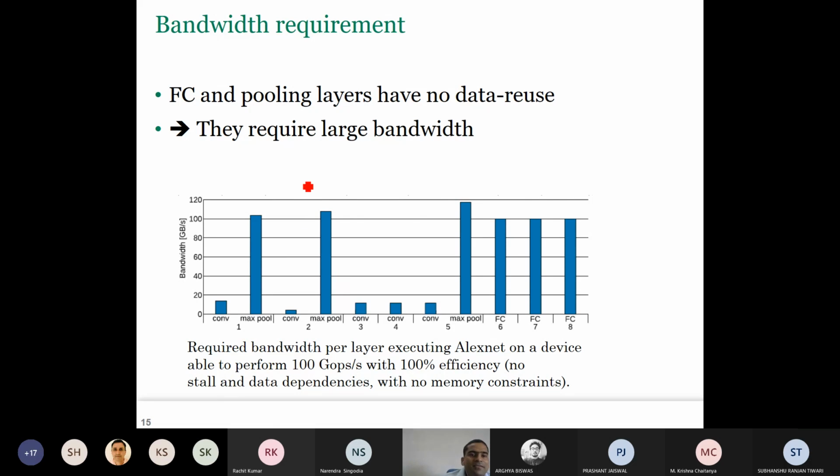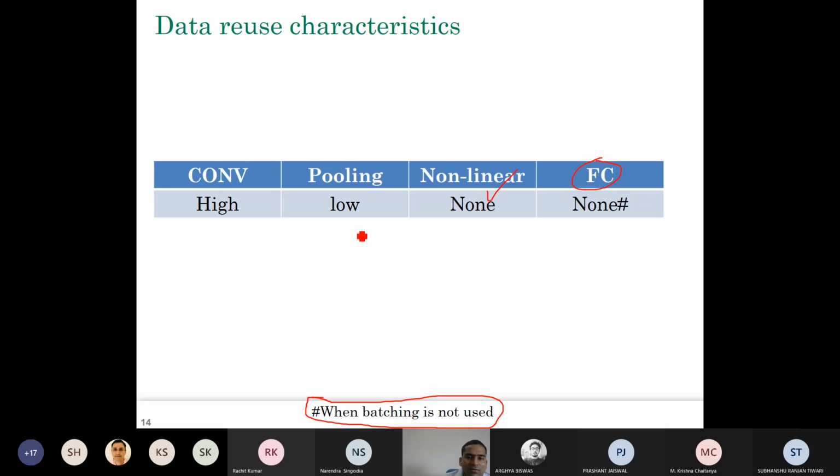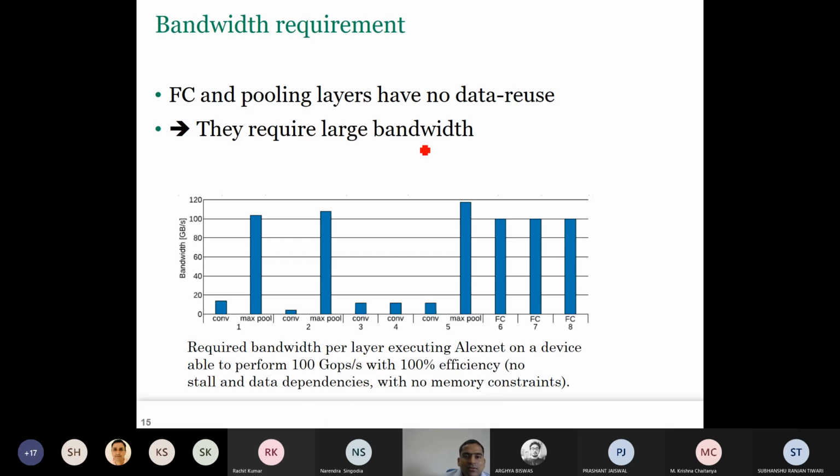Now, FC and pooling layers have no data reuse. Actually, pooling layers can sometimes have data reuse, but in general they don't. That's why they require large bandwidth. As I already showed, for FC layers we have to read all the weights, and for pooling layers we have to read all the input, and there is no reuse. That's why they need high bandwidth.